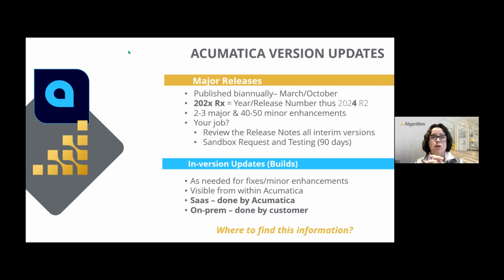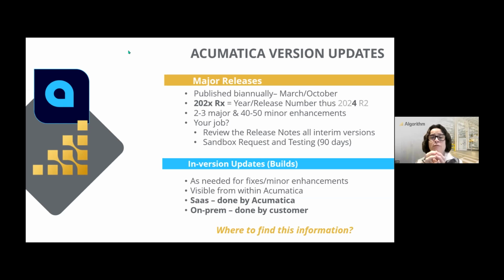So the nomenclature of the product version is always like 2020 something, 2024, 2023, whatever year, and R with the release number. So thus we are at 2024, which is the year, R2, second release. So you know it's the October version.